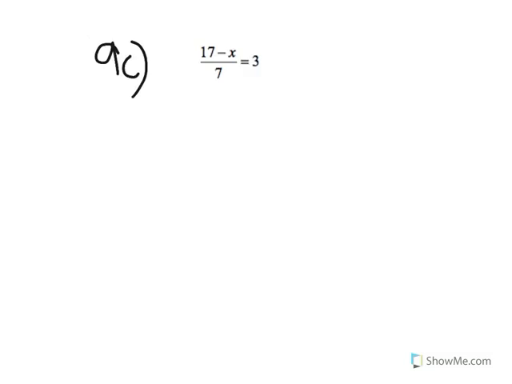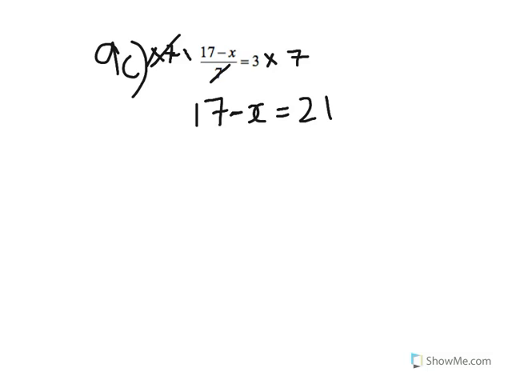Okay, 9c, we're being asked to solve the equation for x. So all we have to do is get x alone. So how do we do that? First, we have to multiply 7 by both sides to get rid of 7. So 7 times 7, this 7 and this 7 get cancelled. And so we get 17 minus x is equal to 21.